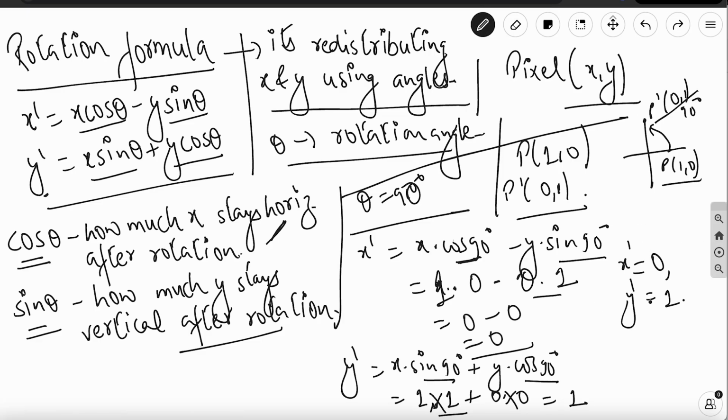So P dash is basically calculated to be 0, 1, and just on our intuition we figured out that by 90-degree anti-clockwise rotation p dash will be 0, 1. So even using this rotation formula involving trigonometry, we reached that same p dash of 0, 1. Now, as I said, an image has millions of pixels, so this formula gets applied to millions of pixels, and hence the final result is the rotation of the image in 90-degree anti-clockwise direction.